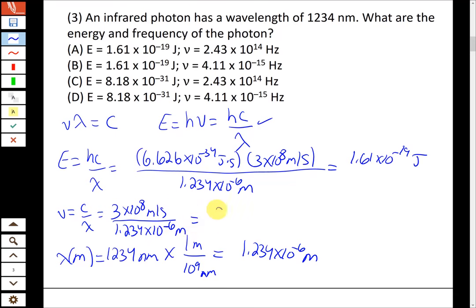And that comes out to 2.43 times 10 to the 14th. Probably left off a sig fig, but that's okay. And that matches up with choice A. So that'll be our answer here, where both of those are the correct value.